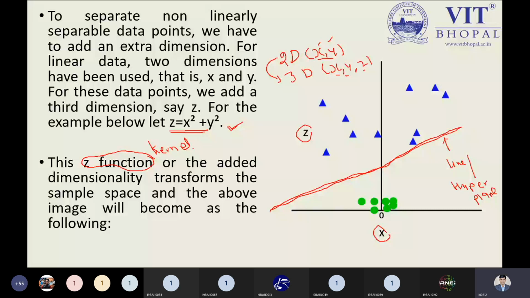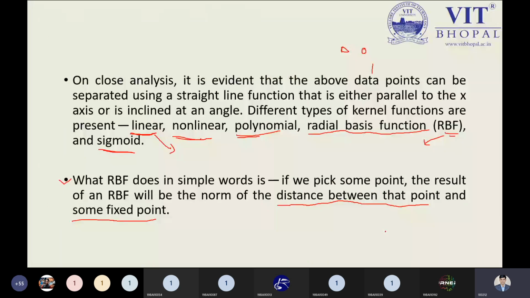So the point we need to keep in mind here, we have some terms. On close analysis, it is evident that the above data points, meaning the previous slide we have seen, can be separated using a straight line function that is either parallel to the x-axis or inclined at an angle. Different types of kernel functions are applicable, and we have various kinds of kernel function: linear, non-linear, polynomial, radial basis function, and sigmoid. These are the various kernel functions used to transform your data set from one dimension to a higher dimension.